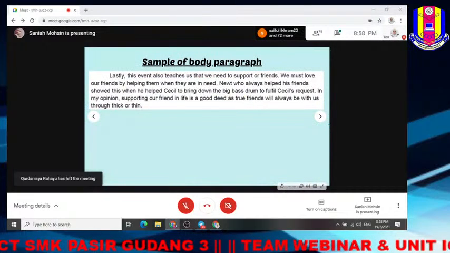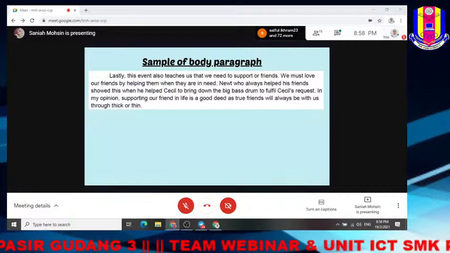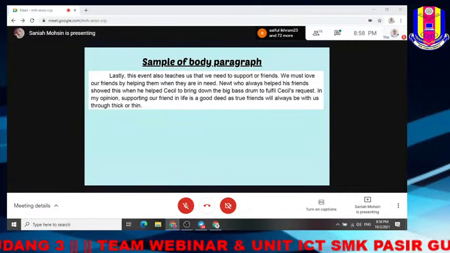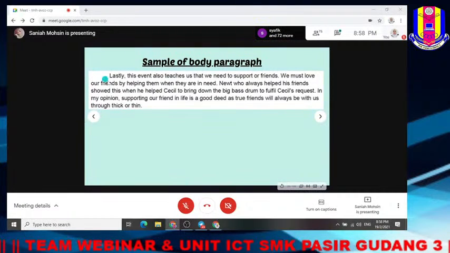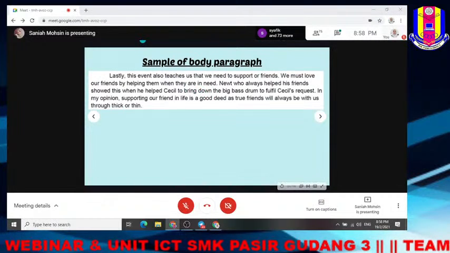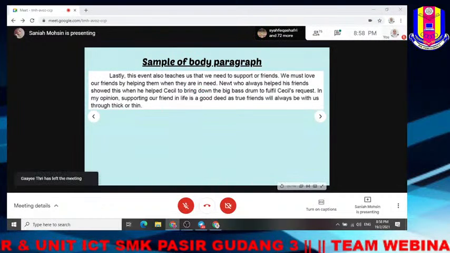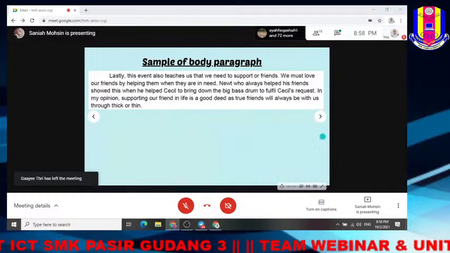Okay, kat sini kita ada sample of body paragraph. Okay, contoh untuk bahagian isi. Okay, can I have another students to read this sample body paragraph?